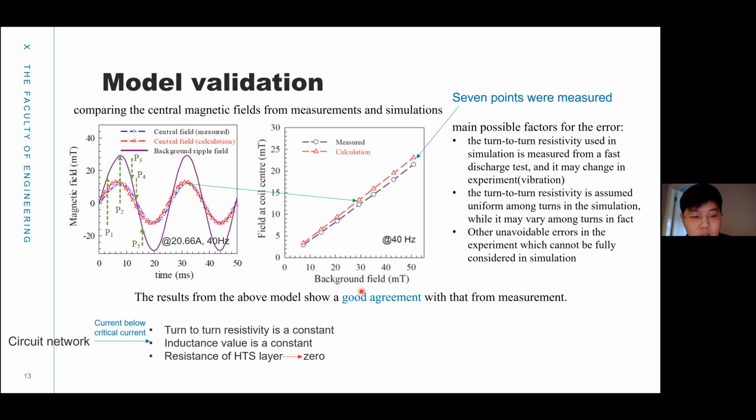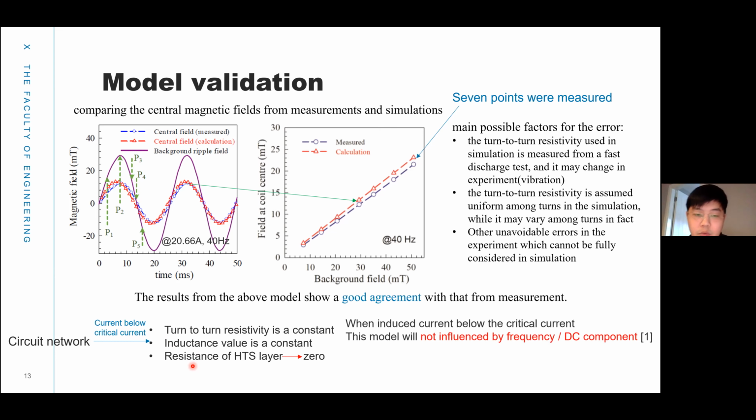And this model is built by a circuit network, and when the operating current is below the critical current, the turn-to-turn resistivity is a constant value. Also, the inductance value is a constant, and the resistance of the HTS layer is almost 0. So we can regard this system as a linear system. So our model will not be influenced by the frequency and the DC component.